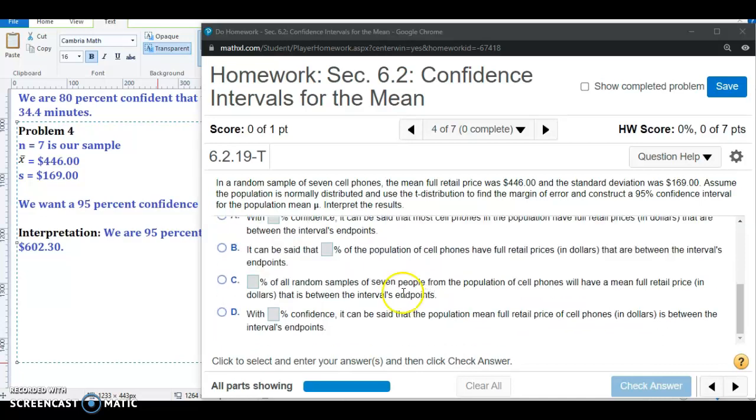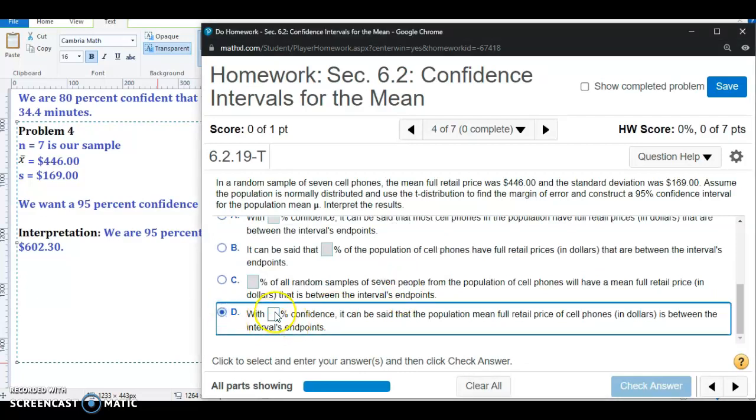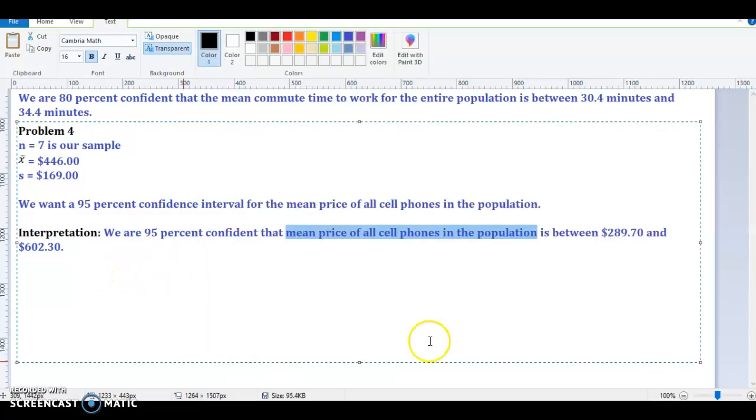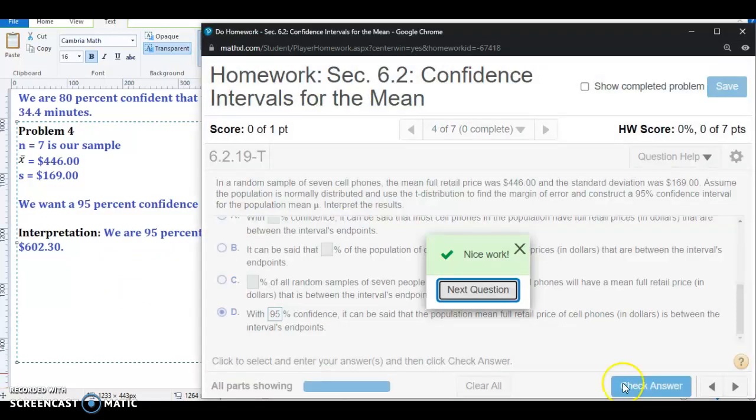Okay, so then we select the correct interpretation. You'd have to read these on your own, but I believe answer choice D would be the most appropriate. So then we're typing the confidence level, which is 95%. So in other words, with 95% confidence, it can be said that the population mean full retail price of cell phones in dollars is between the interval's endpoints. That's kind of like what we wrote here. So it looks like answer choice D would be the most appropriate choice. All right, and we're ready for the next question.